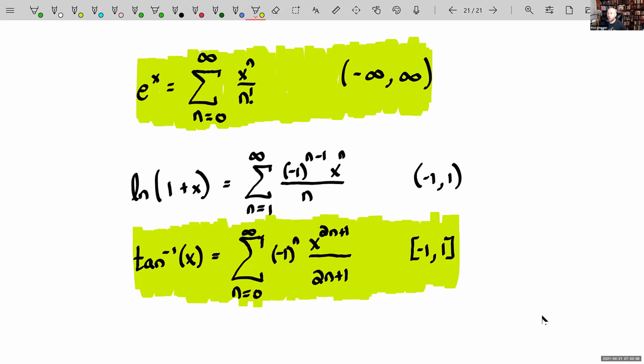And Raj's asking, would the powers always be even if we were dealing with the sine? No, sine is an odd function, so the powers would always be odd. Cosine is the even function, so the powers would be even there.